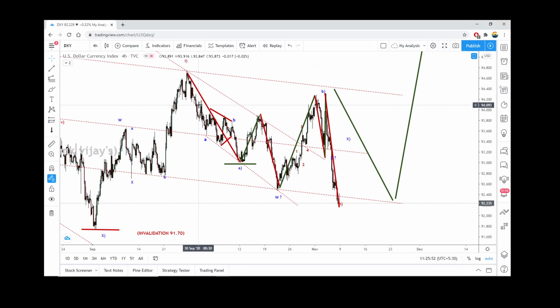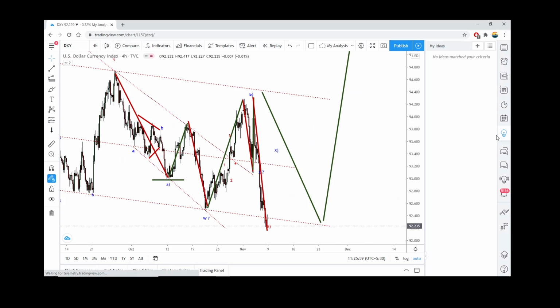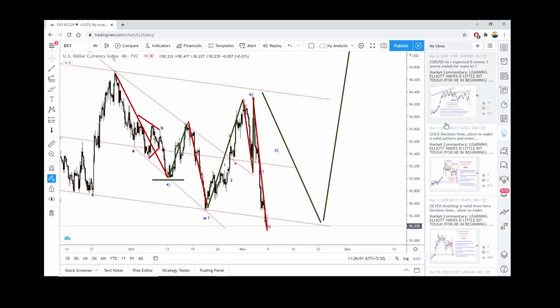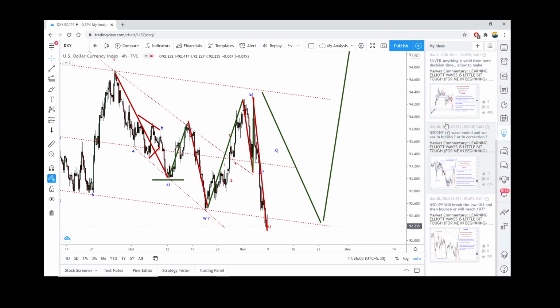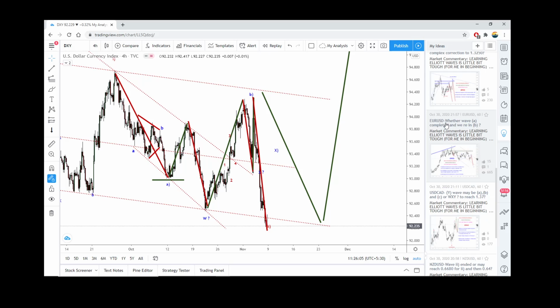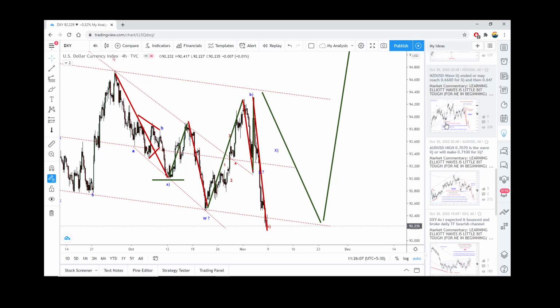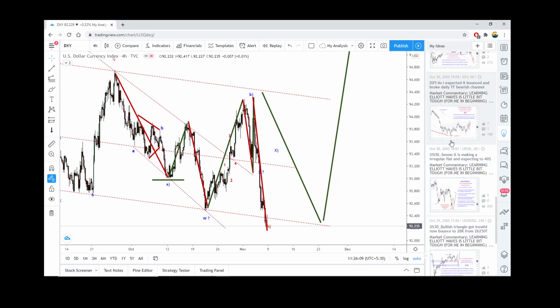So GXY, what I explained here is exactly what it did, and I already explained that it could be a little bit of a deeper correction also.